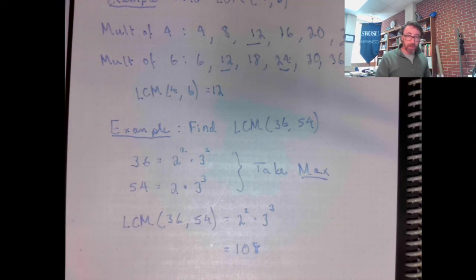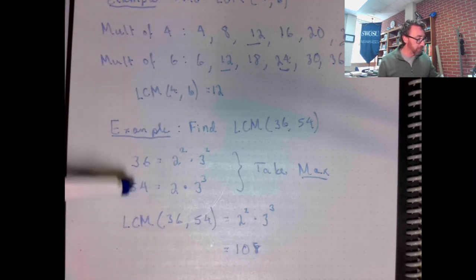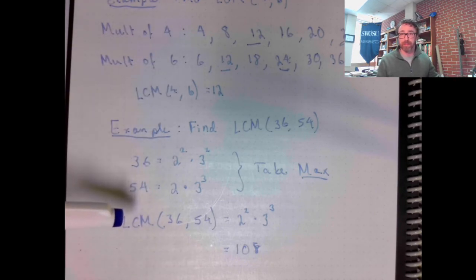Okay? So for finding the GCF, we've got the prime factorization method. We also got the Euclidean algorithm. For finding the LCM, the prime factor method. That'd be the way to go there.